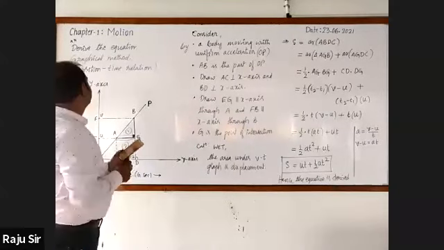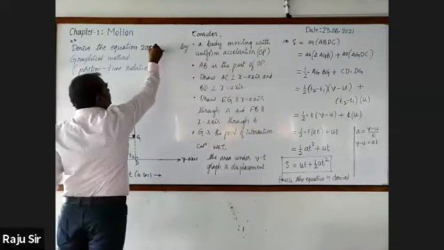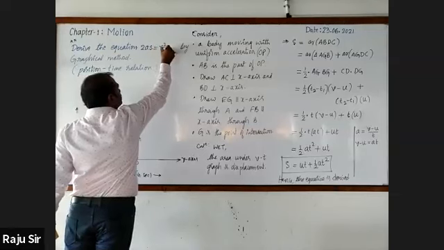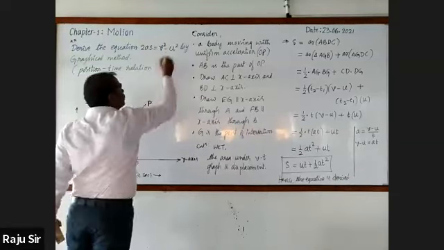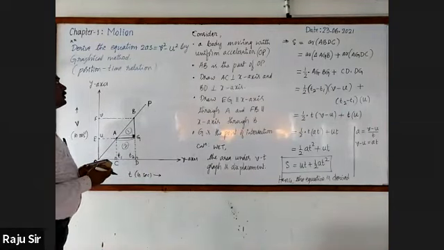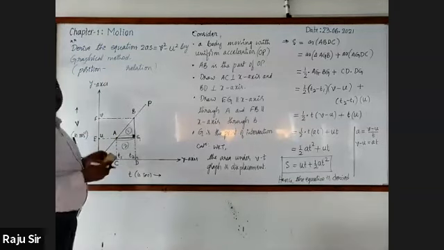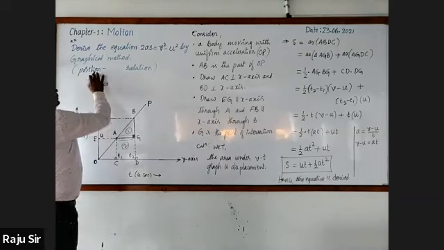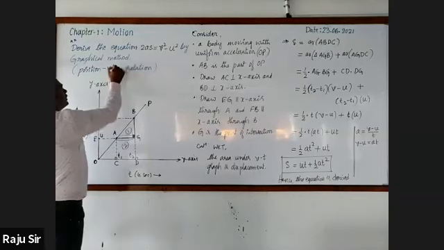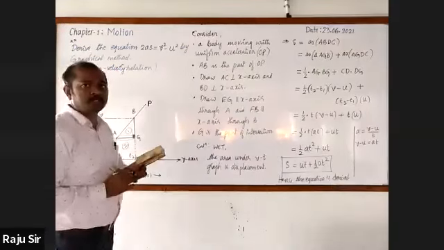Derive the equation 2AS is equal to V square minus U square by graphical method. In bracket, you write position velocity relation.